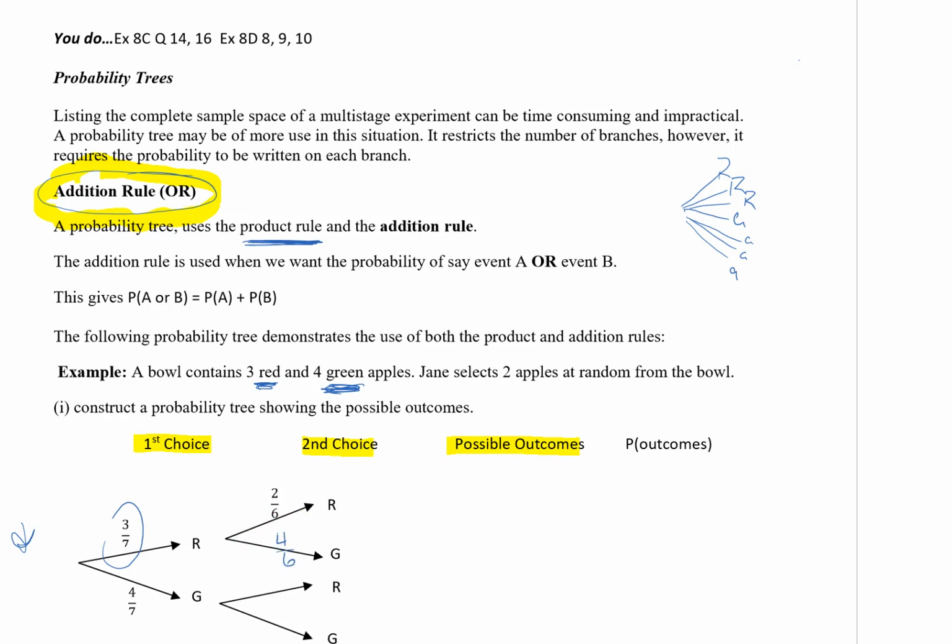An interesting fact to note is that the probabilities on your branches should always add to give 1, because you're covering all options. And likewise back here, the probability 3 on 7 plus 4 on 7 is 7 on 7, which is 1. We're covering all options. Our probabilities add to give 1.